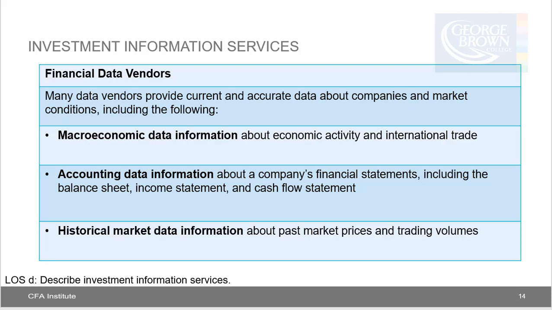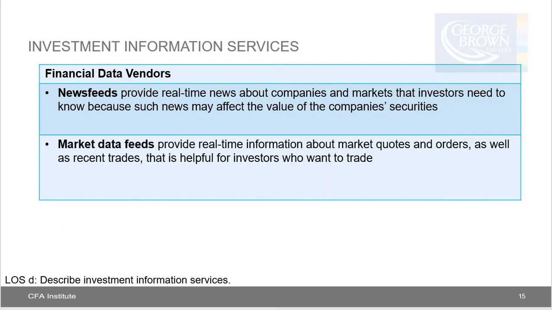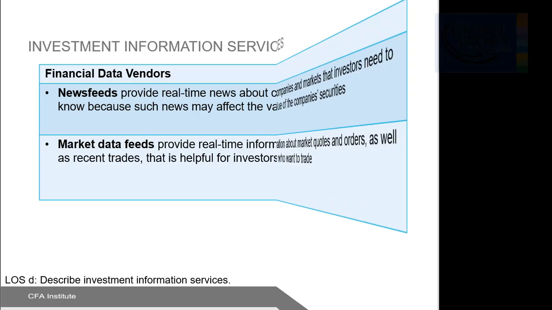Next, financial data vendors have historical market data, information about past market prices and trading volumes. And finally, financial data vendors also provide news feeds. They provide real-time news about companies and markets that investors need to know, because such news may affect the value of the company's securities. And market data feeds provide real-time information about market quotes and orders, as well as recent trades, and that's helpful to investors who want to trade. Now, the three big companies that come to my mind when you talk about financial data vendors would be FactSet, Bloomberg, and Thomson Reuters.